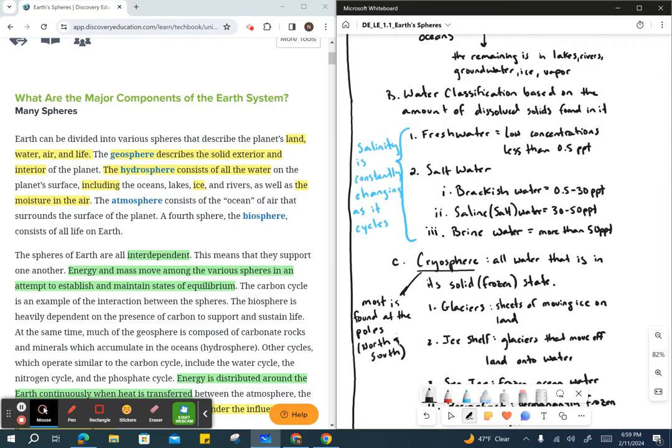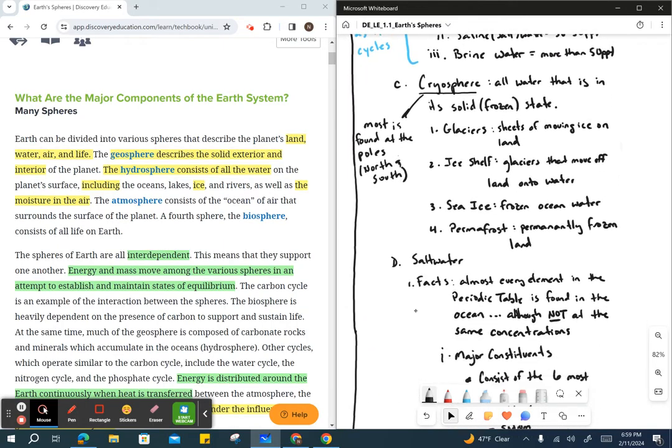Salt water in general is 30 to 50,000 parts per thousand. Remember, that really depends on how deep the ocean is, how warm it is. If you're in really warm areas, there's a lot of evaporation that leaves a lot more salt in the water. If you have a shallow sea, say like the Red Sea versus a deep sea, that's going to affect the salinity as well. And then you have brine water, which is the most extreme at 50 parts per thousand.